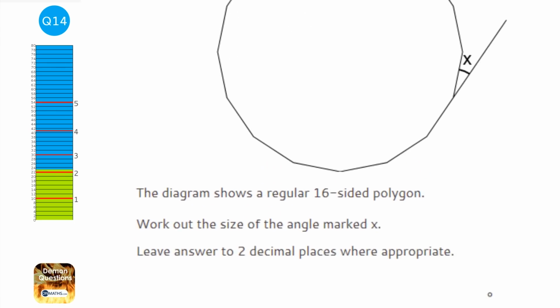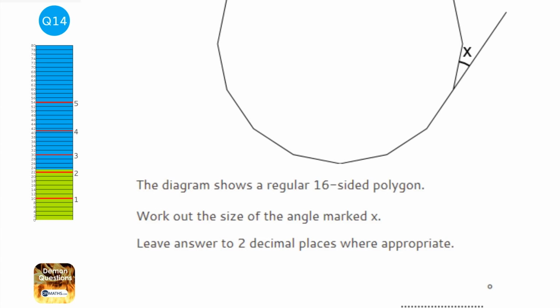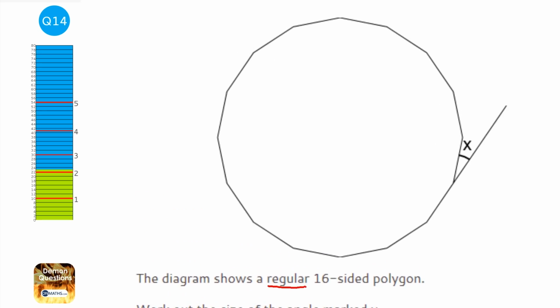Okay, so we're given a regular polygon, so that's going to be quite an important word there. Regular means that all of the sides, angles, and exterior angles in this polygon are exactly the same. So if I added another one here, this would also be x. If I put another exterior angle here, all the way around this, they're all x. They're all the same, and there's 16 of them in total.